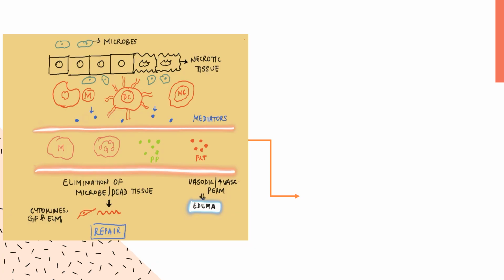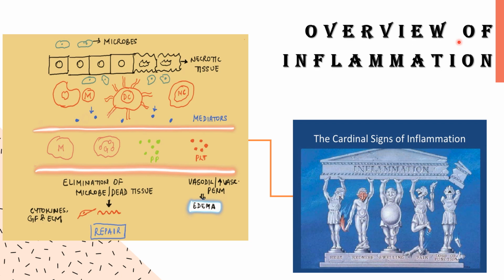So before we move on to what the cardinal signs that inflammation causes in our body are, it is important to understand what leads to inflammation. To understand this concept, let us look at this image. As you can see here, we have certain unwanted microbes or foreign bodies which enter our body through a barrier called the epithelium.